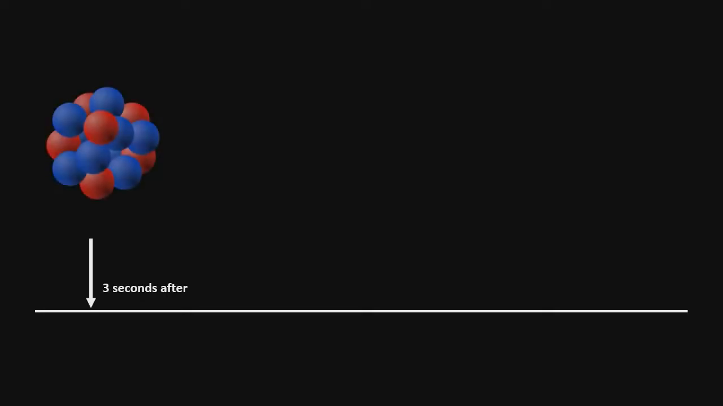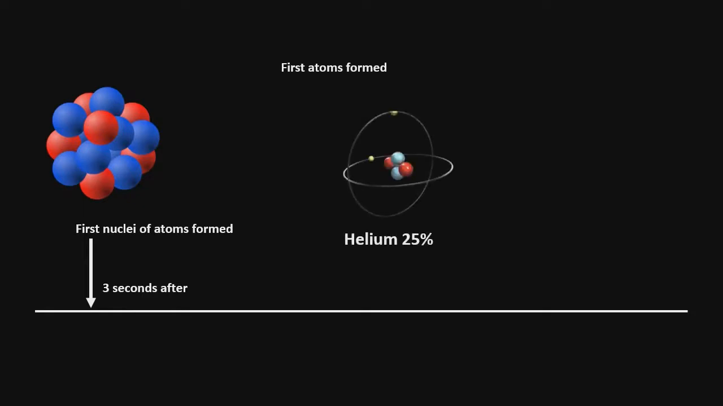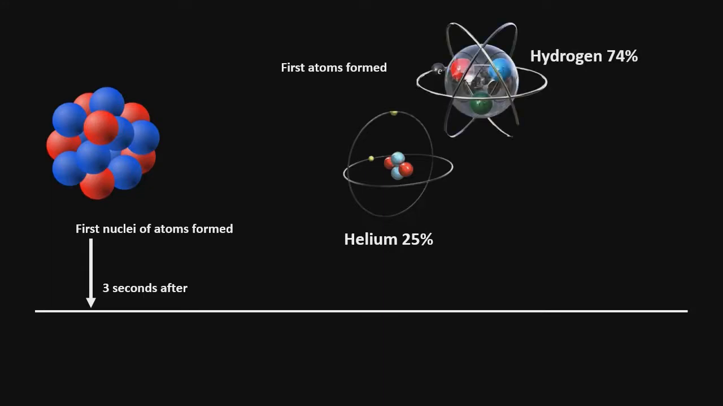Three seconds after is the appearance of the first nuclei of an atom. The nucleus of an atom consists of protons and neutrons. Protons and neutrons help in the creation of the force that keeps an atom together. Because of this, the first atoms were formed. An example is helium, which makes up 25% of the total mass of our universe, while 74% is hydrogen. The remaining 1% is distributed among the rest of the atoms, including lithium.